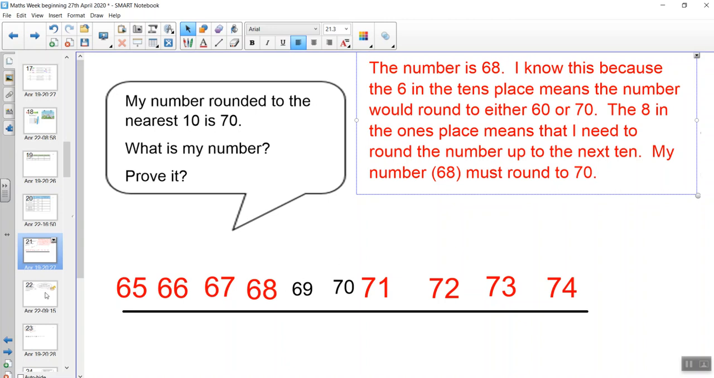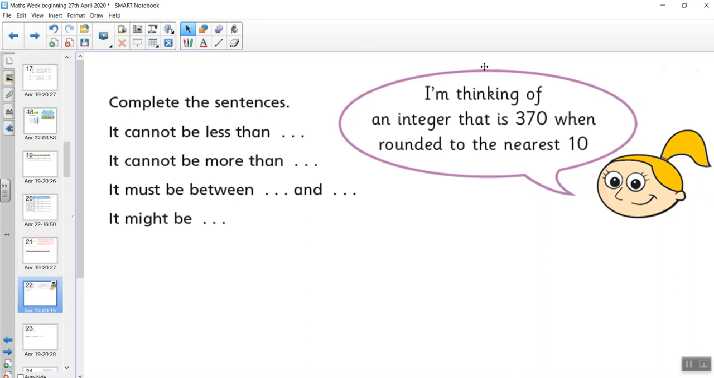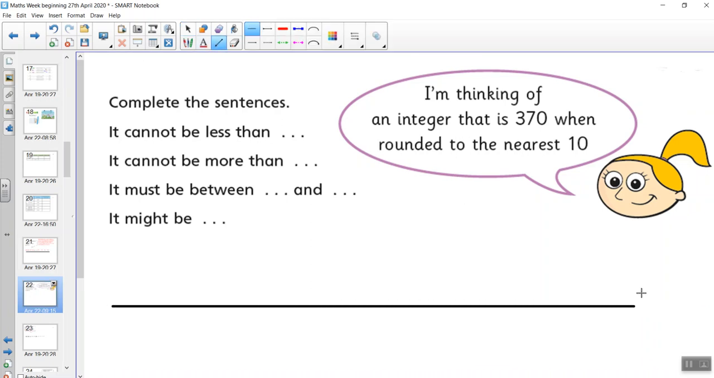Let's try the next one. The girl here is saying, I'm thinking of an integer that is 370 when rounded to the nearest 10. An integer is a number. I'm thinking of a number that is 370 when rounded to the nearest 10. So I've got these sentences to complete, but I need to think about what those numbers are. So again, I'm going to draw myself a number line.